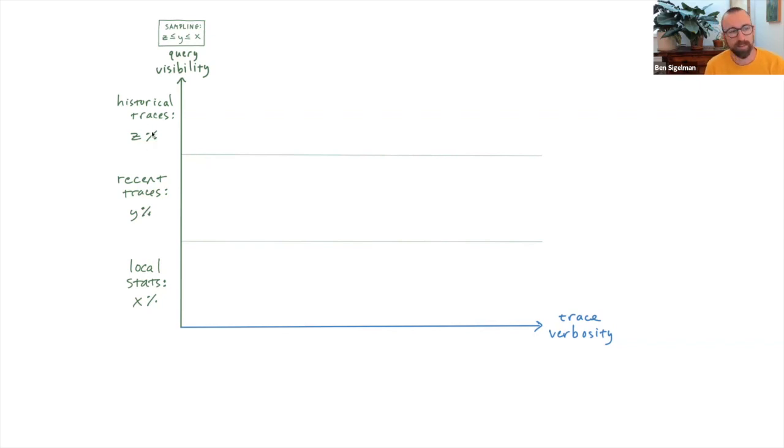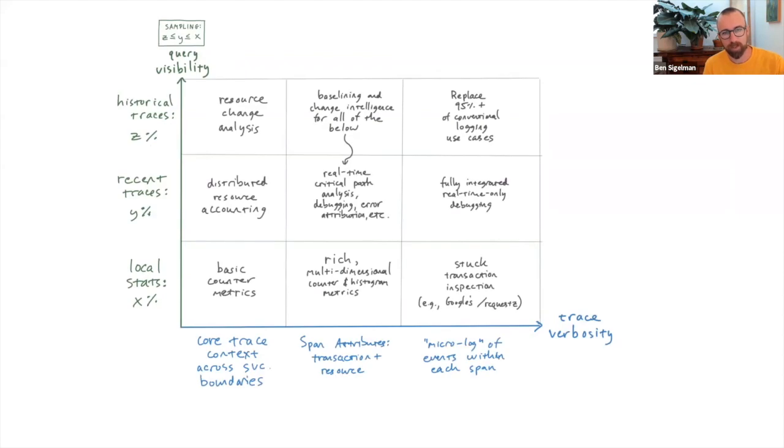So these things can look a lot different depending on what you're optimizing for. But when you take the cross product of these two different axes, I'm not going to walk through all of this, although I'll happily share the slides, there are use cases that fall into these different buckets. I'm going to highlight a couple, like this stuff right here.